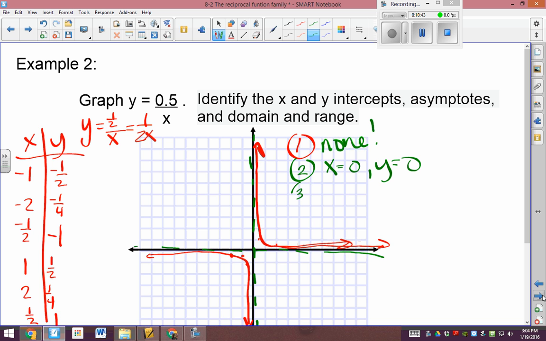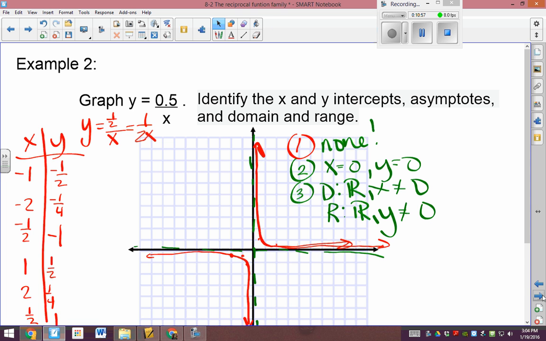And domain, same as before. All real numbers except x cannot be 0. Range: all reals except y can't be 0. And that's going to happen every time you're on the X and Y axis like that.